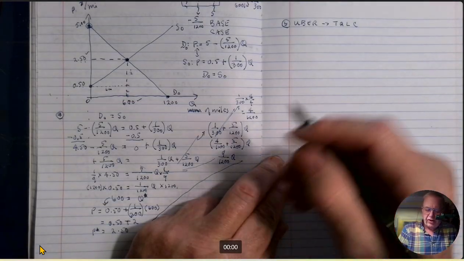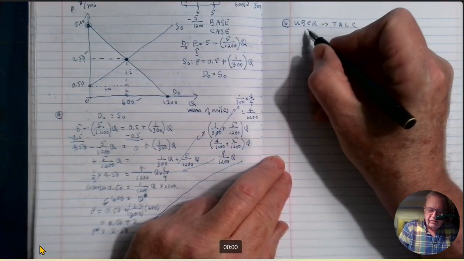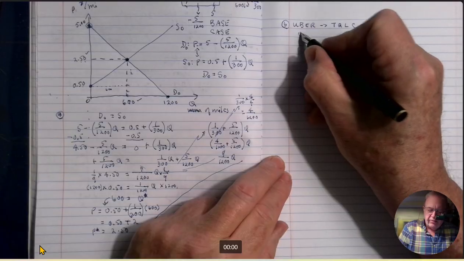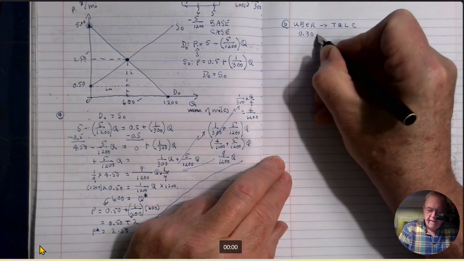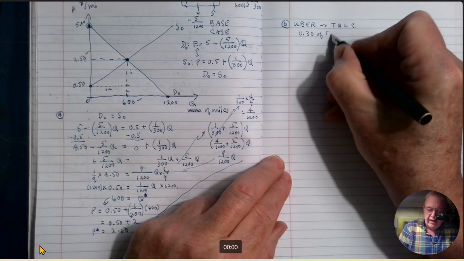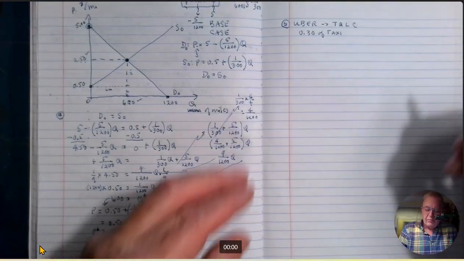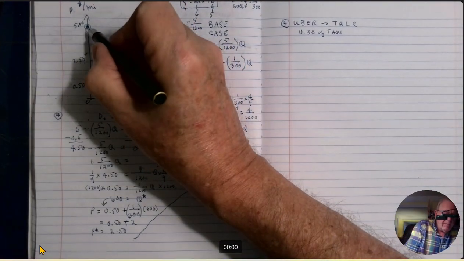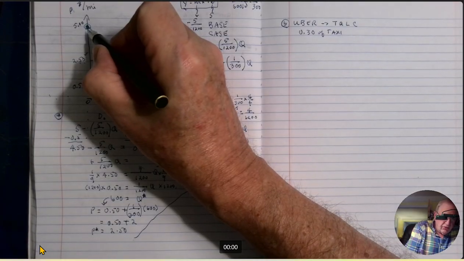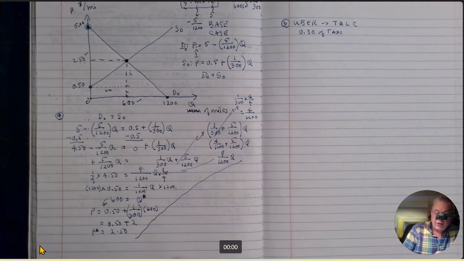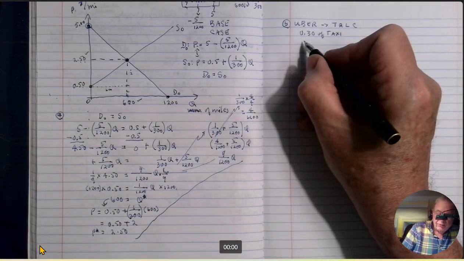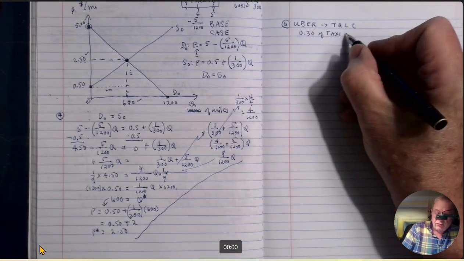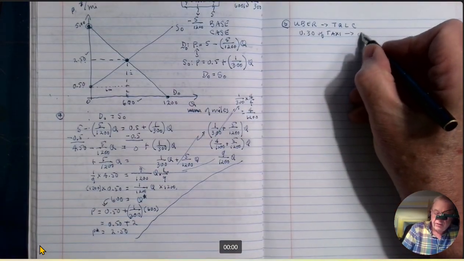But Uber comes in and takes up 30% of the taxi market. And what does that mean in this case? Well, very simply, if your maximum price is $5, your maximum price now transforms to 30% of that.